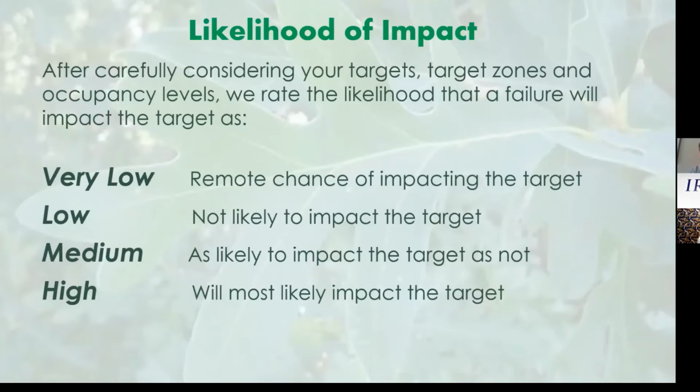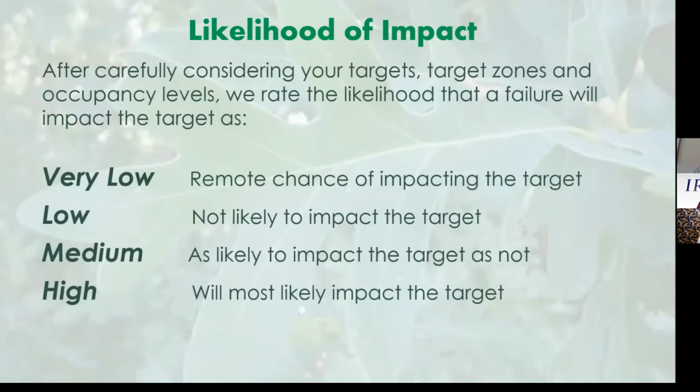Likelihood of impact. We want to consider the target zones and occupancy levels, I should say. And then what's the likelihood that the failure would impact a target? So very low is that there's really not much chance of the target being impacted. That would be with a very low occupancy rate. Low means that it's not likely. It could, but not likely. Medium means that it's as likely as not to impact the target.